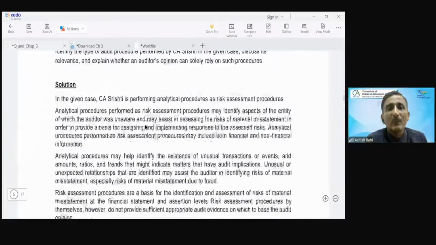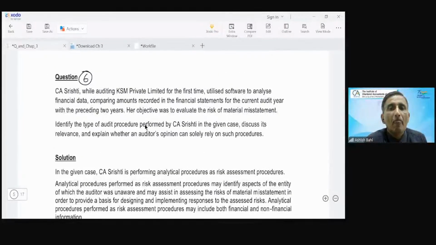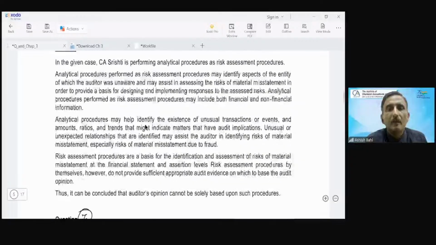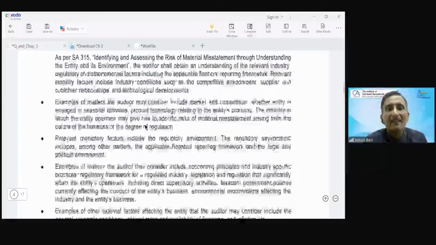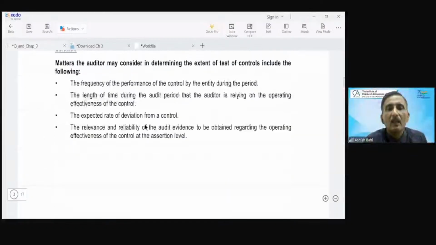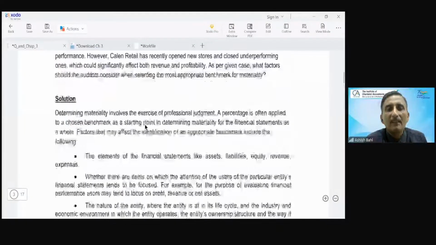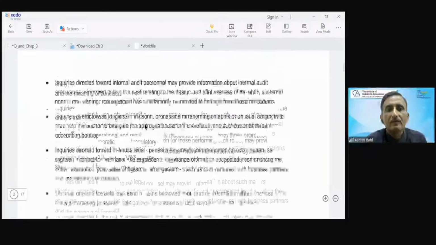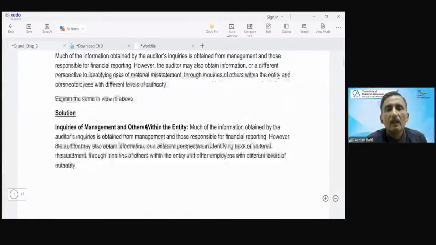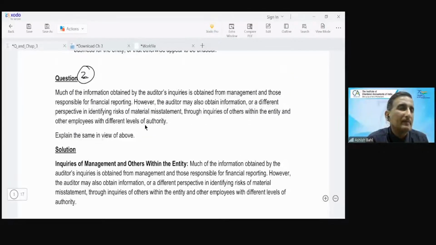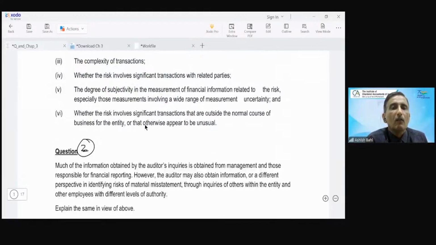So students, related to this is the topic of risk assessment procedures and gaining knowledge of client's business. So quickly, students, first of all, tell me what are the different types of risk assessment procedures. Then we will come to question number 2. What are the different types of risk assessment procedures which are performed by the auditor to identify and assess risk of material misstatements?